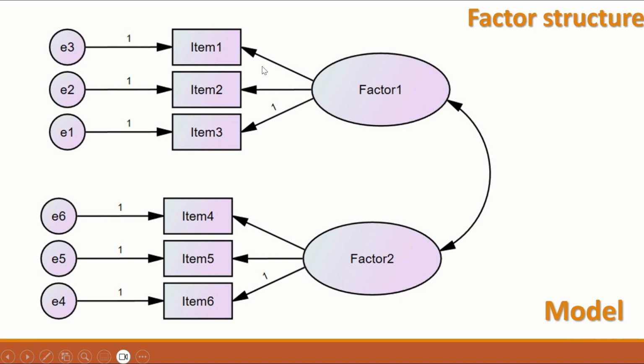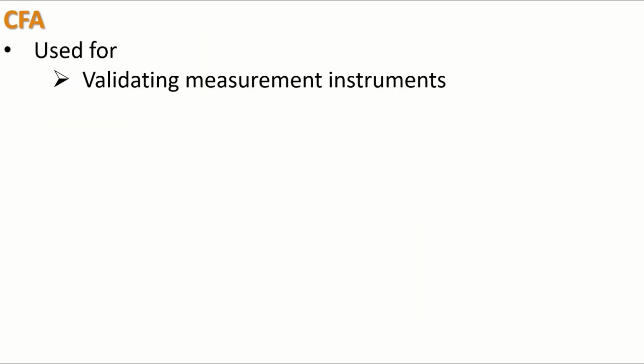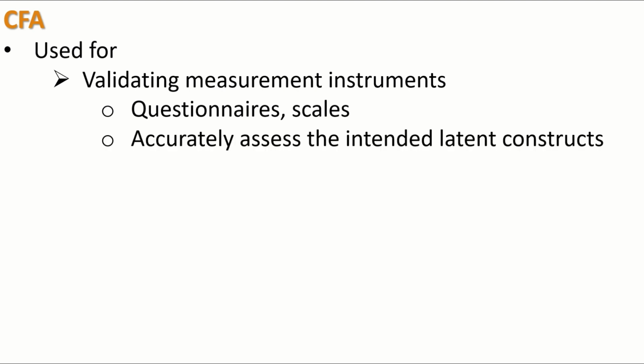So there is a loading for each item to that factor. So this is the structure of the model that can be proposed, hypothesized, or determined by the EFA to be tested in the confirmatory factor analysis. CFA can be used for validating measurement instruments when designing a questionnaire, a scale, or a survey. Then the CFA can accurately assess the intended latent construct.